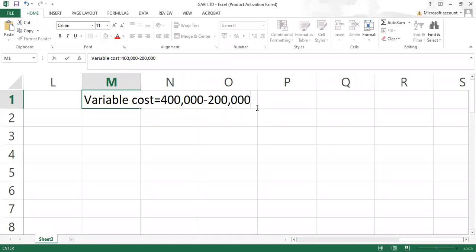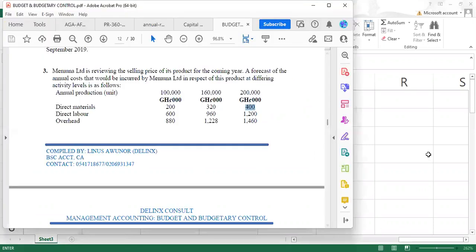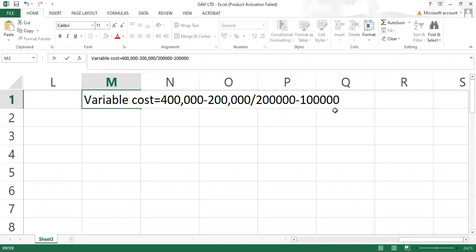All this divided by the highest level of activity, which is 200,000 units, minus the lowest level of activity, 100,000 units. So what will be the answer?